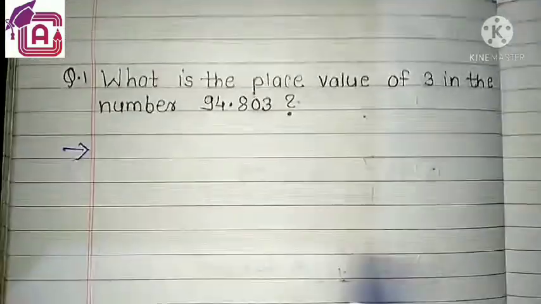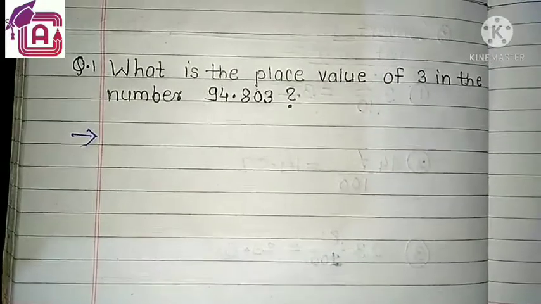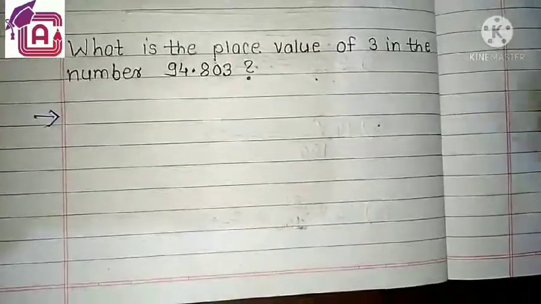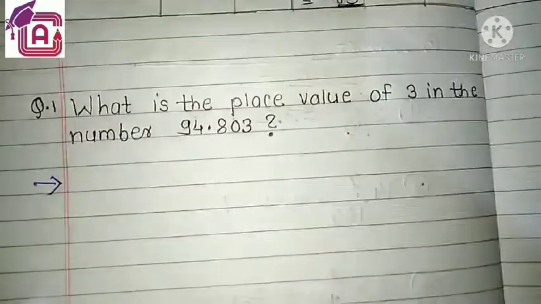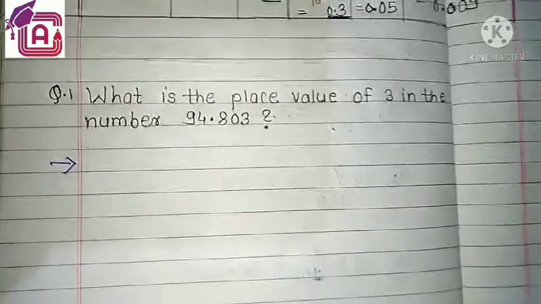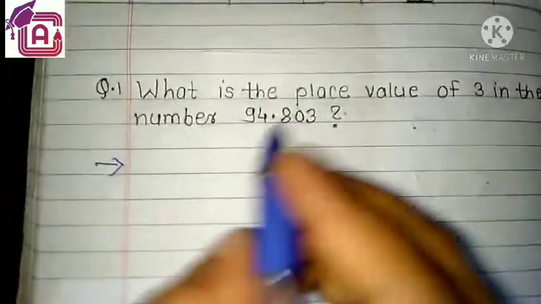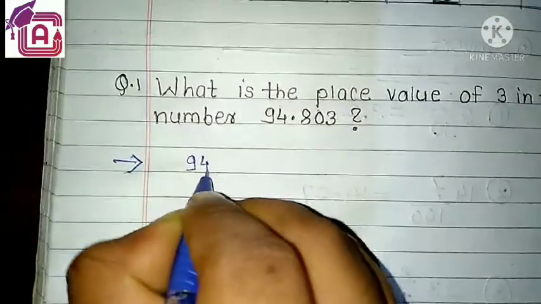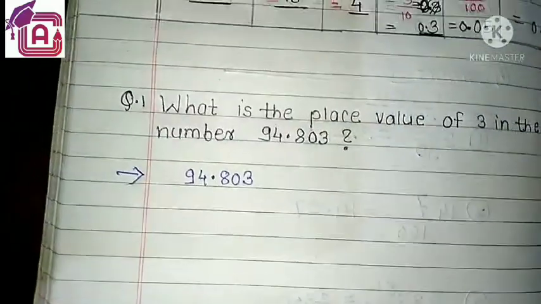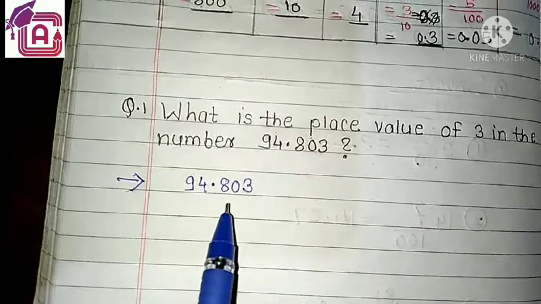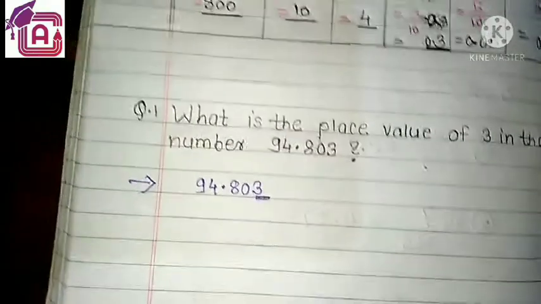So I'm using one shortcut here. First I'm telling you how it is mathematically proved, but then for the competitive exam I'll show you one shortcut. That is, first write the number 94.803. This is the number. Then which number do we require? 3.